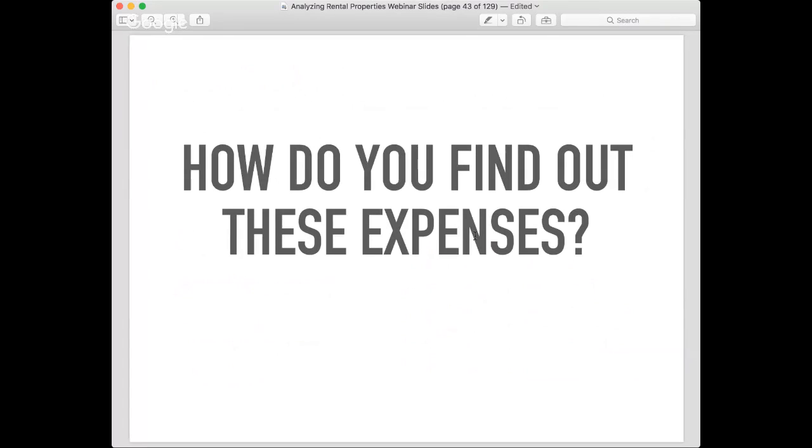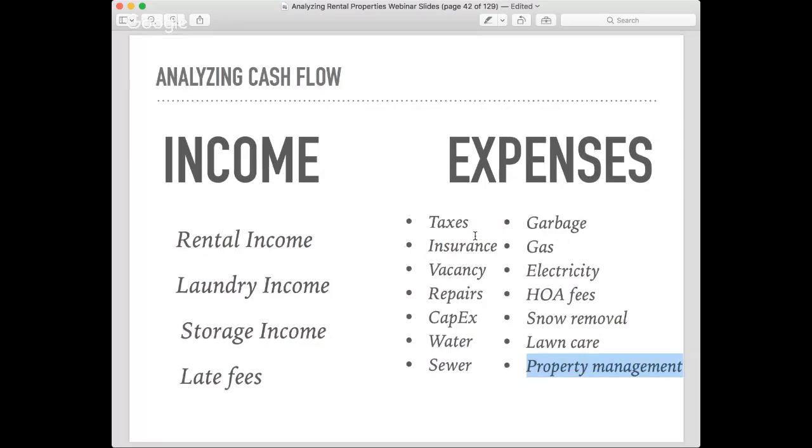So how do you find out these expenses? Well, let's go back to this list here. Let's say, how do you find out taxes? Well, every one of these, you just walk through one at a time and you just figure it out. Now, I know that sounds cheesy, but listen to this.